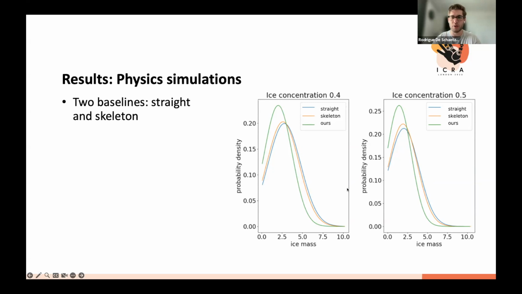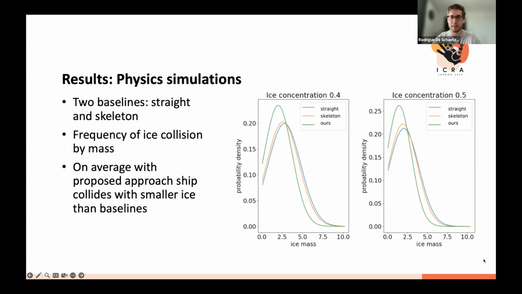The two figures here show the probability density functions of the ice mass from the ship-ice collisions that were logged across all trials in the 40% and 50% concentration ice fields. On average, the proposed approach collided with ice that was 24% smaller in mass than skeleton and 29% smaller than straight.